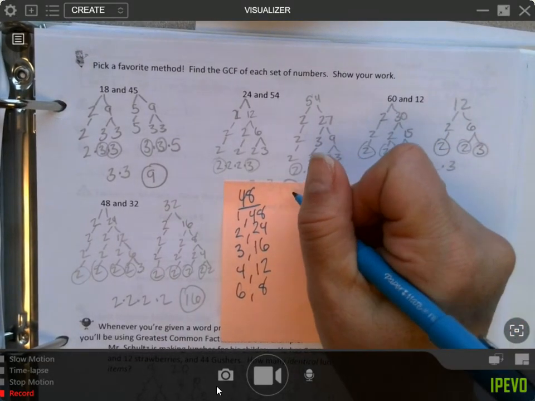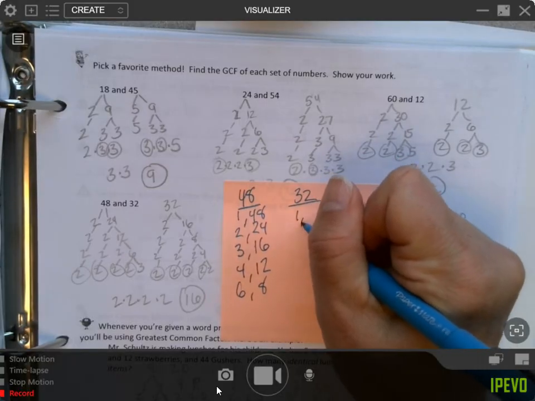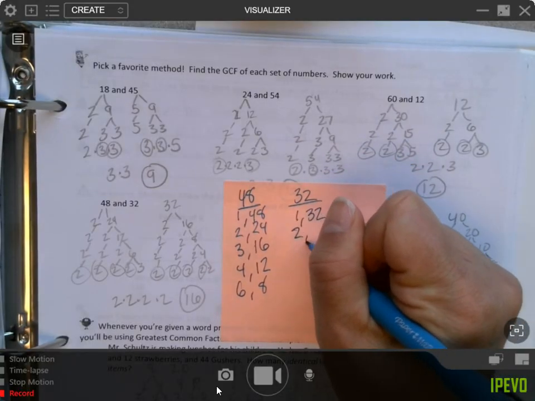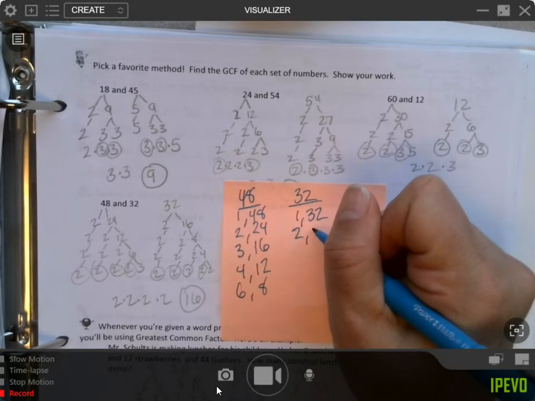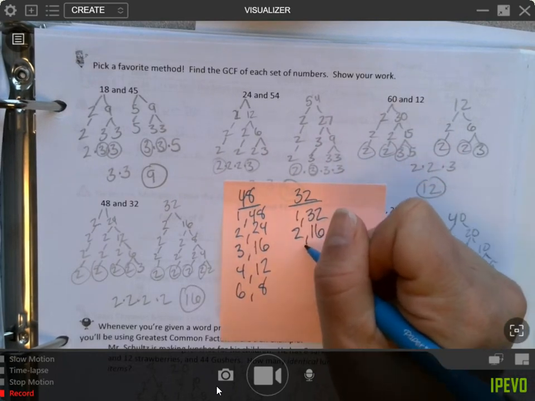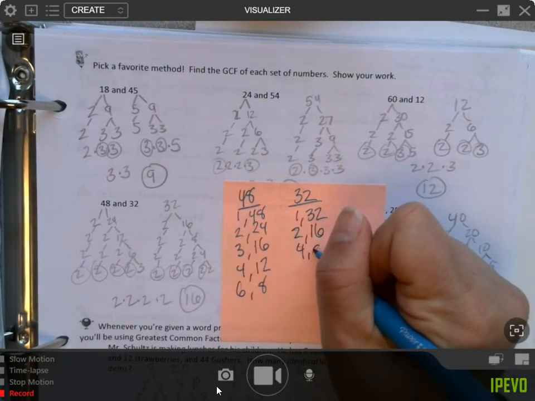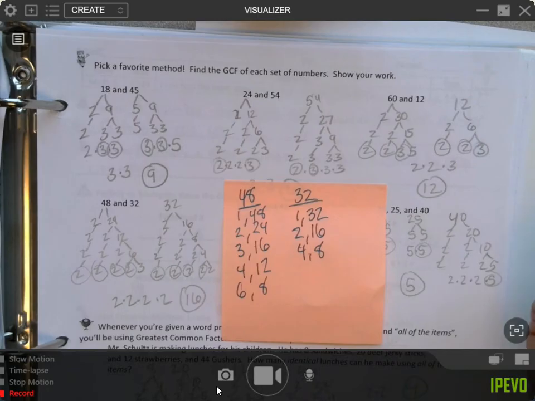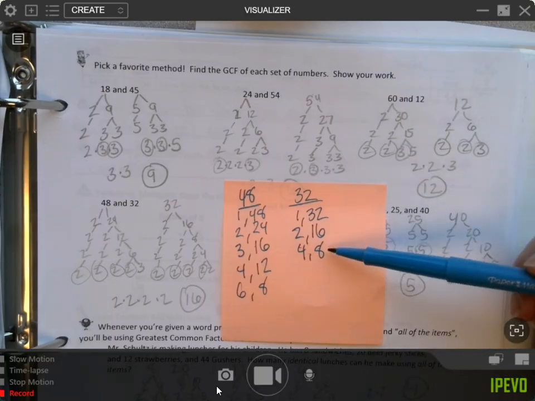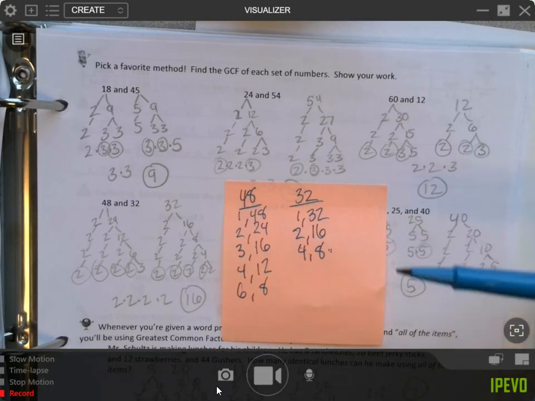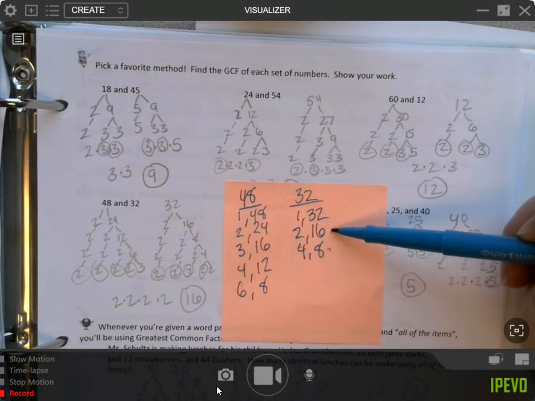Okay, then for 32, we would have 1 and 32, 2 and 16, no 3, 4 and 8, no 5, no 6. I think it's just those ones. Is that what you got for 32? Yeah, I put 8. You didn't put the 8? I put the 8 as the answer. Oh, did you have 2 and 16 listed?